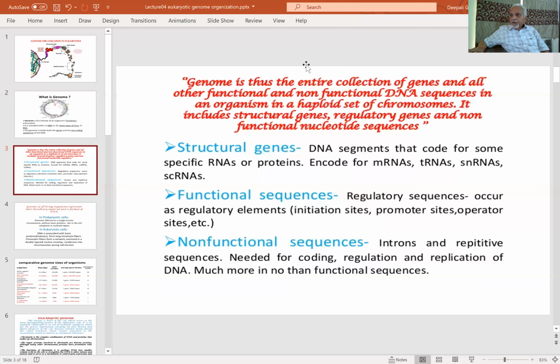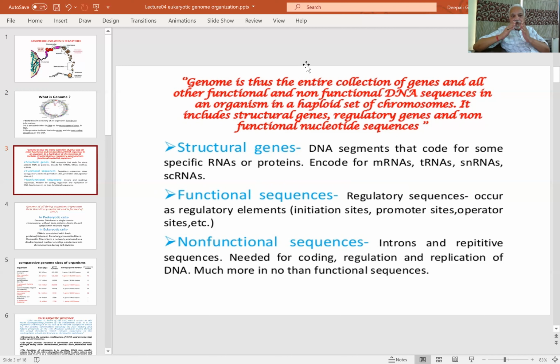So basically, if you look at one definition, the genome is thus the entire collection of genes and all other functional and non-functional DNA sequences in an organism in a haploid set of chromosomes. It includes structural genes, regulatory genes, and non-functional nucleotide sequences. You know, in eukaryotes, you have minimum two sets of chromosomes. They are diploids.